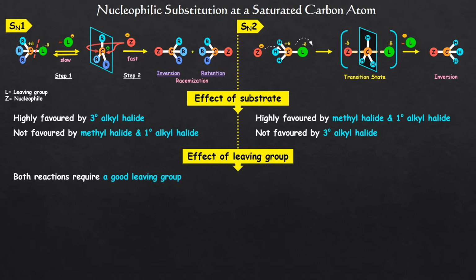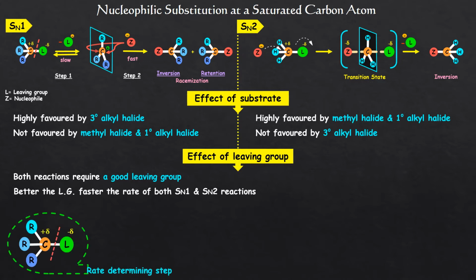Both SN1 and SN2 mechanisms require a good leaving group. The better the leaving group, the faster the rate of both SN1 and SN2 reactions, because in both of the cases, cleavage of the carbon and leaving group bond is involved in the rate determining step. The best leaving groups are the weakest bases. As they are less basic, they can be easily replaced by highly basic nucleophiles.